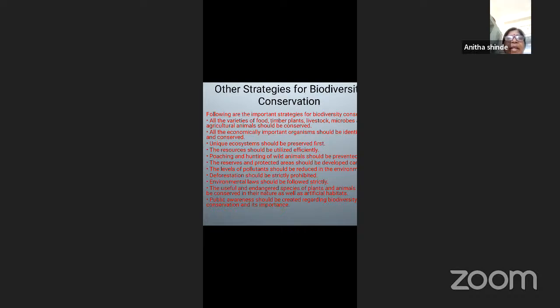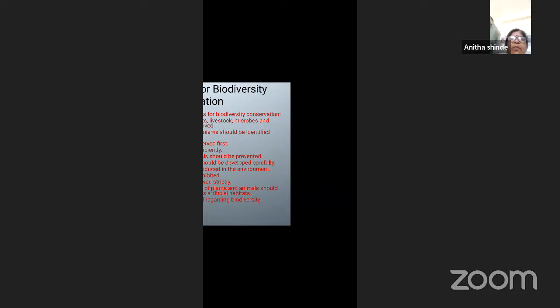Deforestation should be totally prohibited, and environmental laws should be followed strictly. Each and every person should be educated regarding the environmental rules, so that they have that awareness and follow it strictly. Then only can we conserve the biodiversity. The useful and endangered species of plants and animals should also be conserved in nature as well as in artificial habitats. Public awareness should be created regarding biodiversity. Then only can biodiversity be conserved. So this is all we have got.